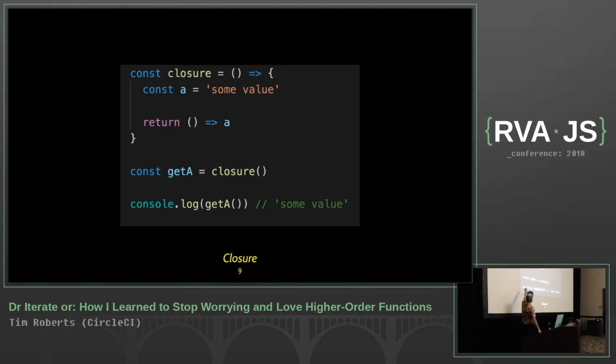So when I call closure, it returns to me that function. And because of this closure, because of this idea of carrying my parent's scope with me, I can get access to that A value. Right? So this getA function holds on to that const A. So now anytime I call getA, I still have A in my scope.